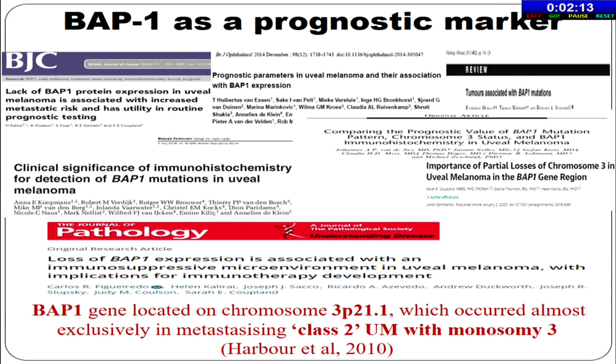BAP1 is another important prognostic parameter. There are many studies which have shown that loss of BAP1 expression is associated with increased metastatic risk.